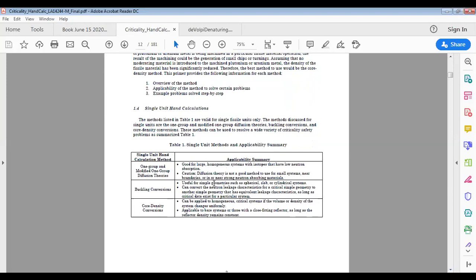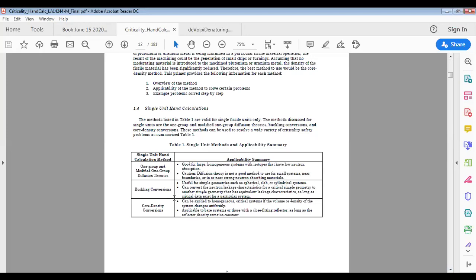So important caution: diffusion theory is not a good method to use for small systems or near boundaries or in a near strong neutron absorbing material. Now, that's exactly what I told you in the last lecture, and for that you have to wait for lectures on transport theory, which I'm going to give for the next week.